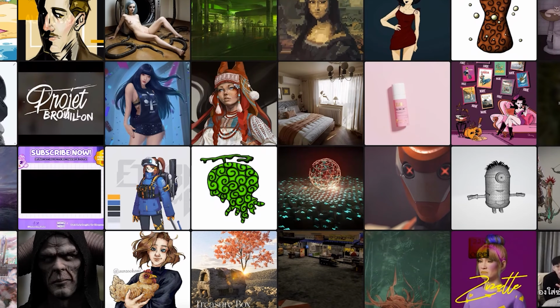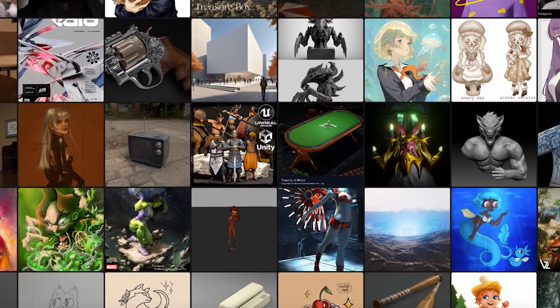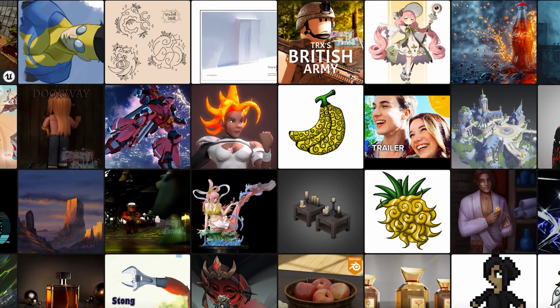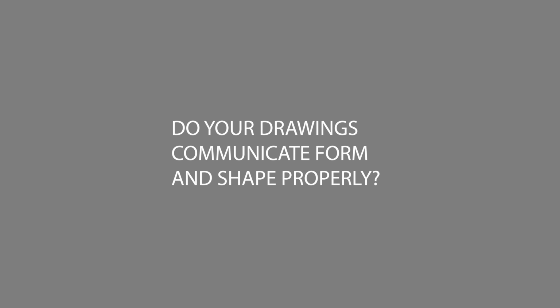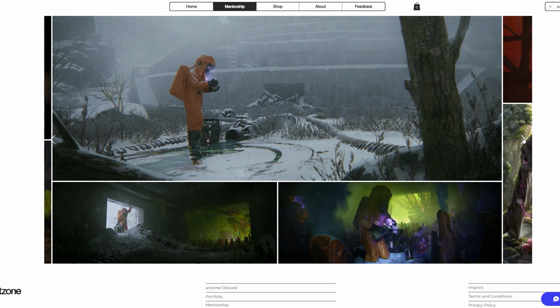In order to work and get hired as a concept artist, you need to be able to display certain skills. When I review portfolios by students, these skills are sometimes not there, or they are not strong enough. So here's your first checklist. Do your drawings communicate form and shape properly? And when I say properly, I mean in the highest possible quality that you can bring to the table.